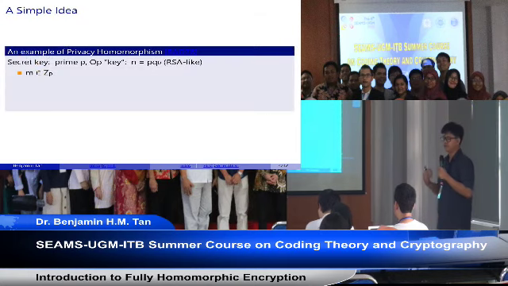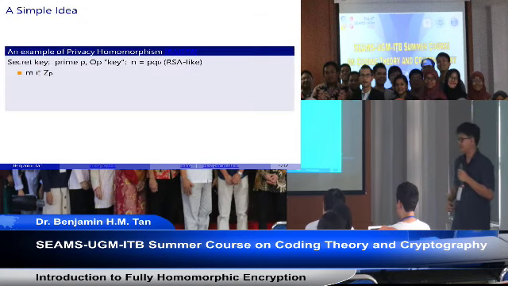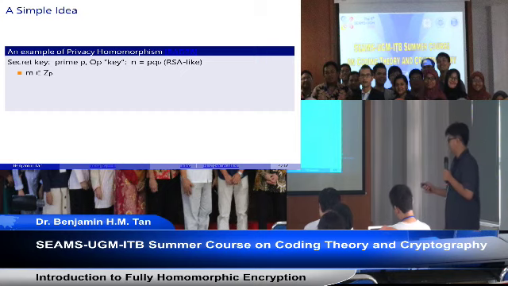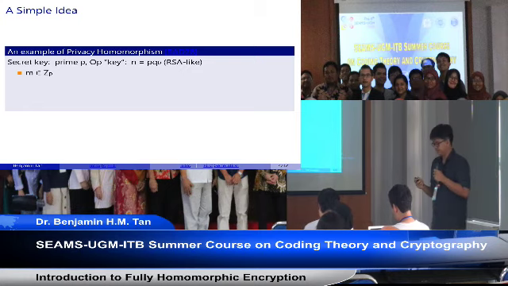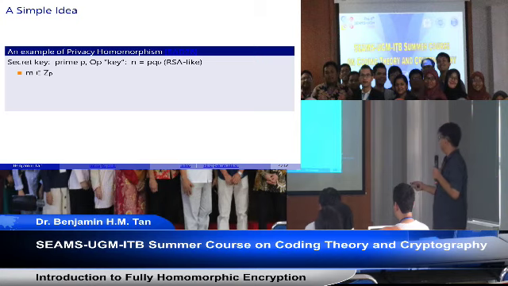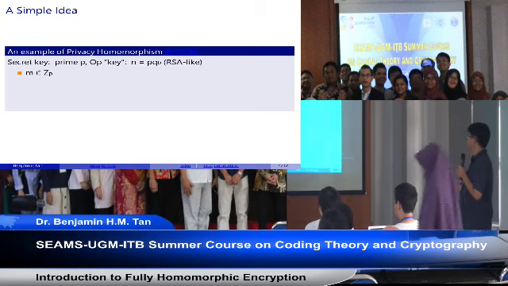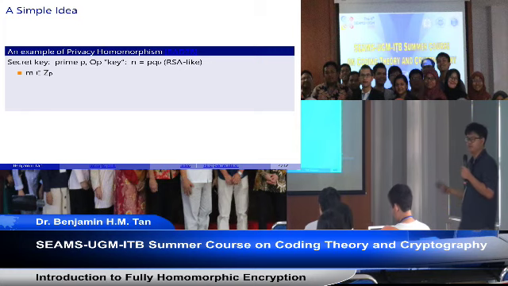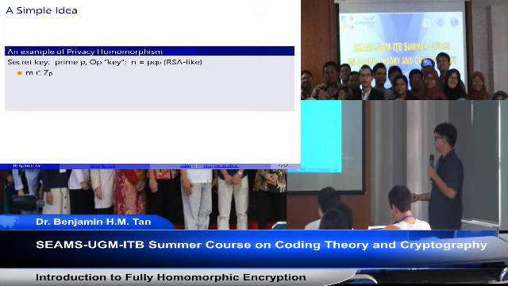So to get into the construction, we start with a very simple idea. This was from a work by Rivest, Adleman, and Dertouzos in 1978. They tried to come up with a way to do fully homomorphic encryption. At that time, they called it privacy homomorphism. You start with a secret key prime P and a public key N equals P times Q naught. So this is like an RSA system.